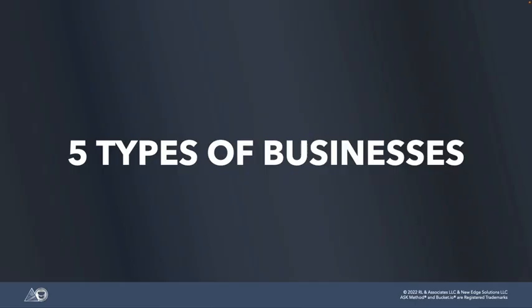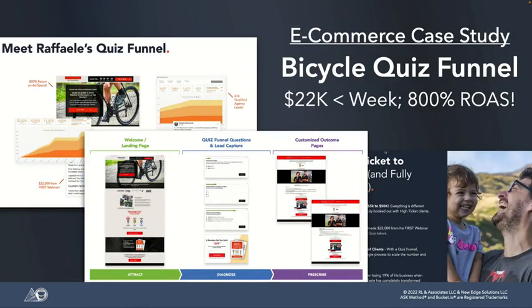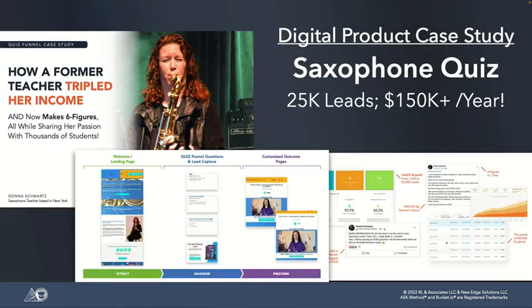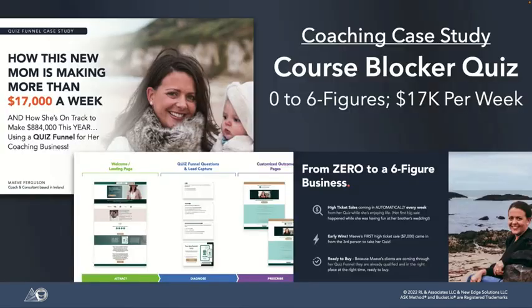We talked about the 5 types of businesses that work for quiz funnels, from e-commerce, physical product businesses like selling bicycles, $22,000 in less than a week. Digital products like courses, memberships, and software, like this teacher who was able to quit her job, go to teaching saxophone online, making over $150,000 a year on the back of her saxophone quiz funnel. We talked about coaches, consultants, agency owners, and freelancers, like this coach, a young mom from Ireland who makes $17,000 a week on the back of her coaching quiz funnel.